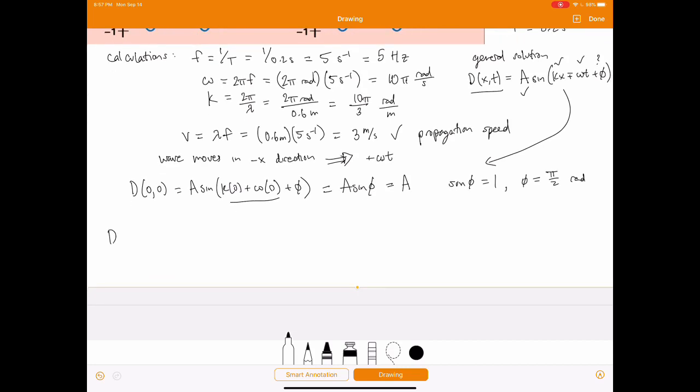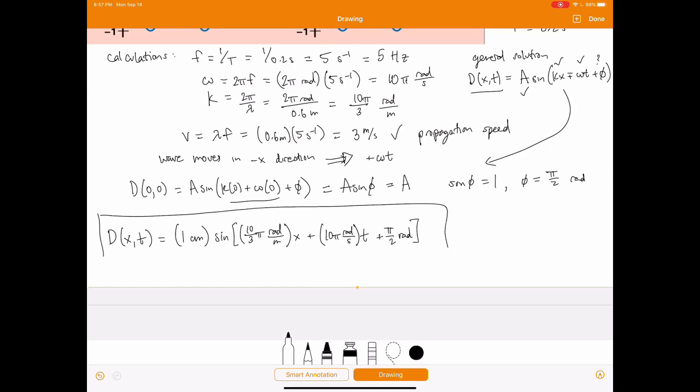Okay, so now we just write down the final answer. d of x and t is equal to 1 centimeter times sine of k, which is 10 over 3 times pi radians per meter. That multiplies x. Then we have plus omega, which is 10 pi radians per second. That multiplies t. And then we have plus phi, which is pi over 2 radians. That's the solution we're looking for for this wave.